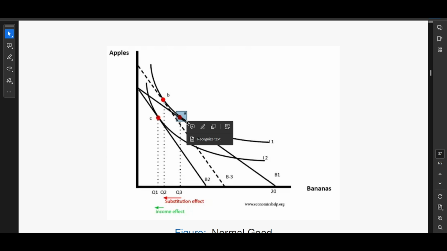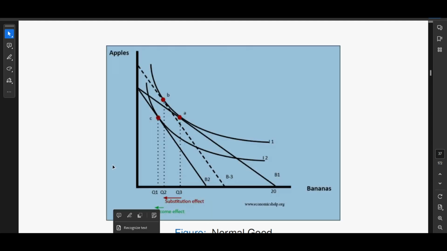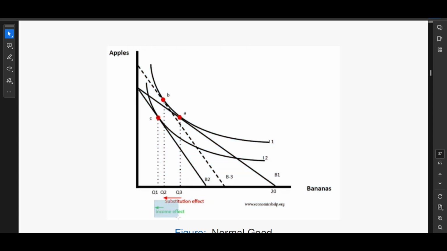Let's say here they were able to buy 10 apples and 20 bananas. Here they can now buy only 8 apples and let's say 2 or 3 bananas, because this is all that their money can buy. The money can no longer buy the same amount of product as before. So we see the income effect has caused both quantities to fall, right?